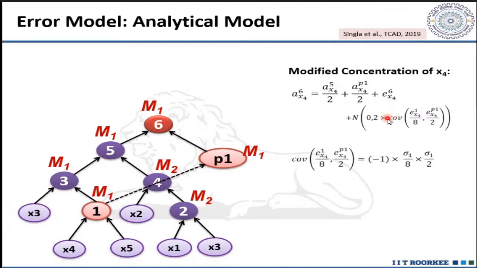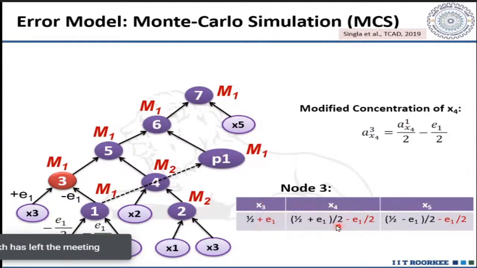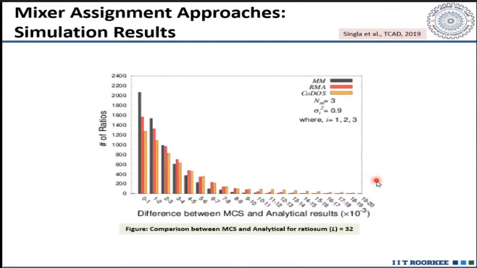So after exploring this, this is the final slide that is showing that Monte Carlo simulation is incorporating this kind of error, the modified concentration. How will be the modified concentration at this node, node 3, and how will be the errors in this concentration for each and every reagent. So this is X3, X4, X5. Each and every reagent being mixed into this, and then the errors are considered. This is how this error model has been considered. And this result is showing how this analytical result is close to this Monte Carlo simulation.